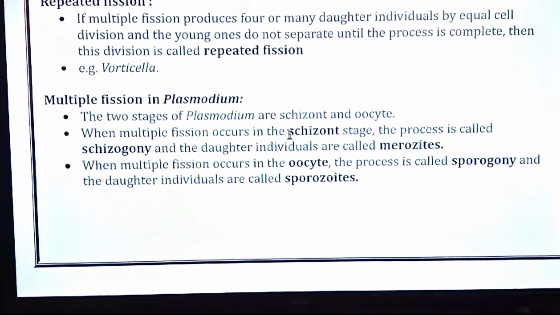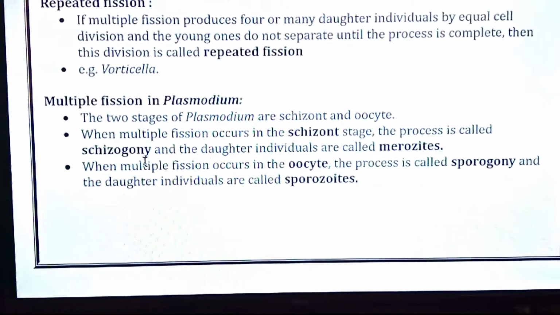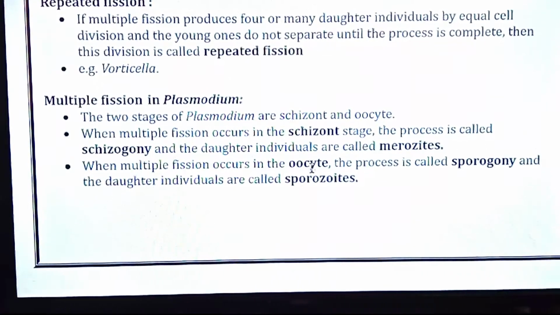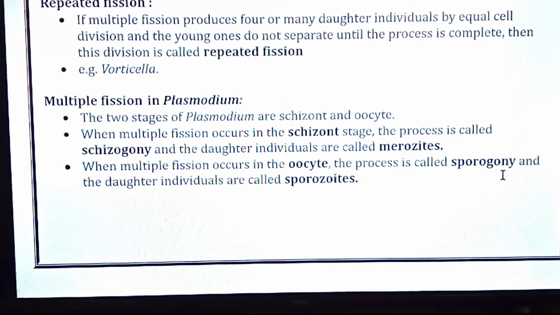So it is easy to remember. From the schizont we get the individuals we call merozoites, and if we get the individuals from the oocyst, they are called sporozoites by the process called sporogony.